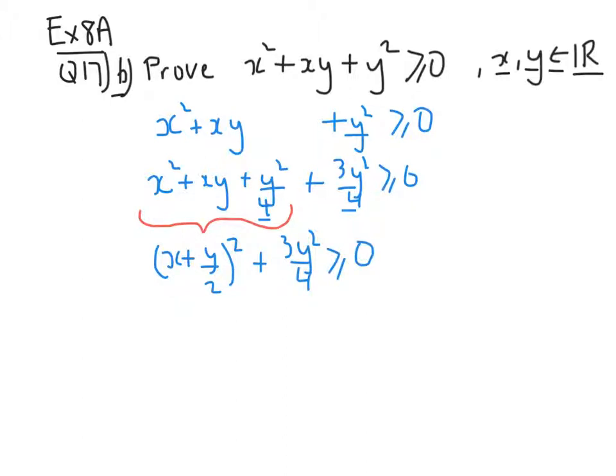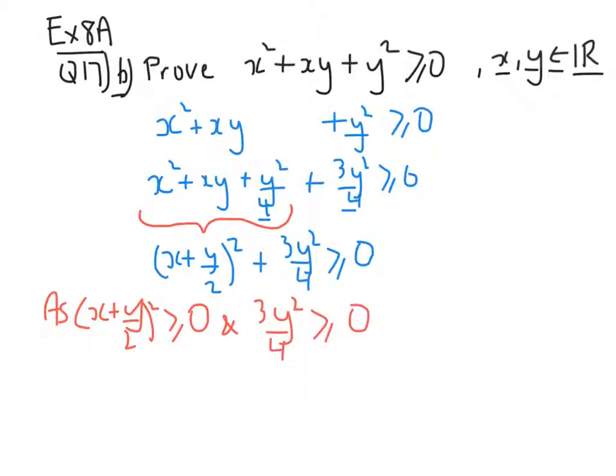Now this is always going to be greater than or equal to 0, and the reason you can tell is because x plus y over 2 squared is always going to be greater than or equal to 0, because anything squared is always greater than or equal to 0. So as x plus y over 2 squared is greater than or equal to 0, and now 3/4 of y squared will also be greater than or equal to 0, because anything squared will always be greater than or equal to 0. Therefore we can say x squared plus xy plus y squared will be greater than or equal to 0.